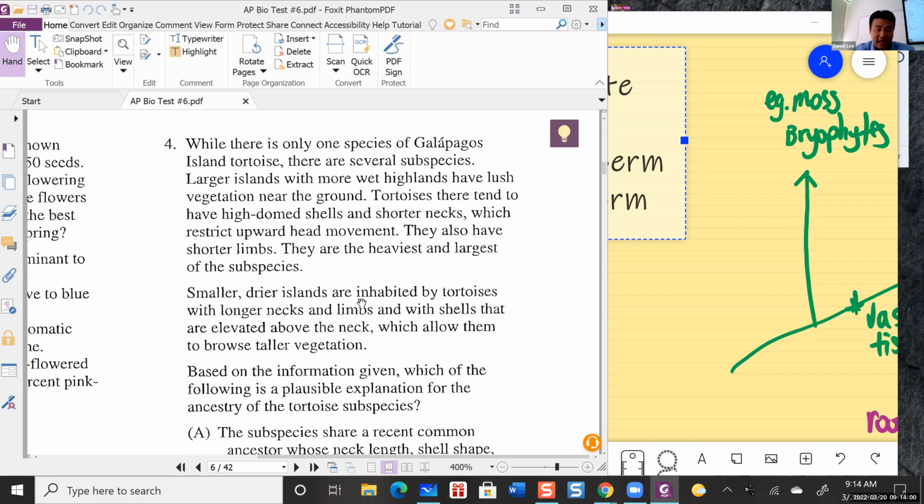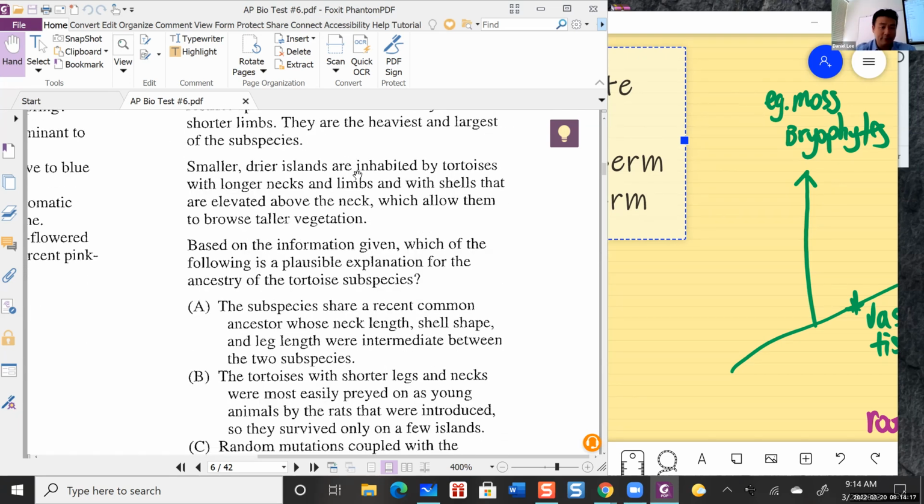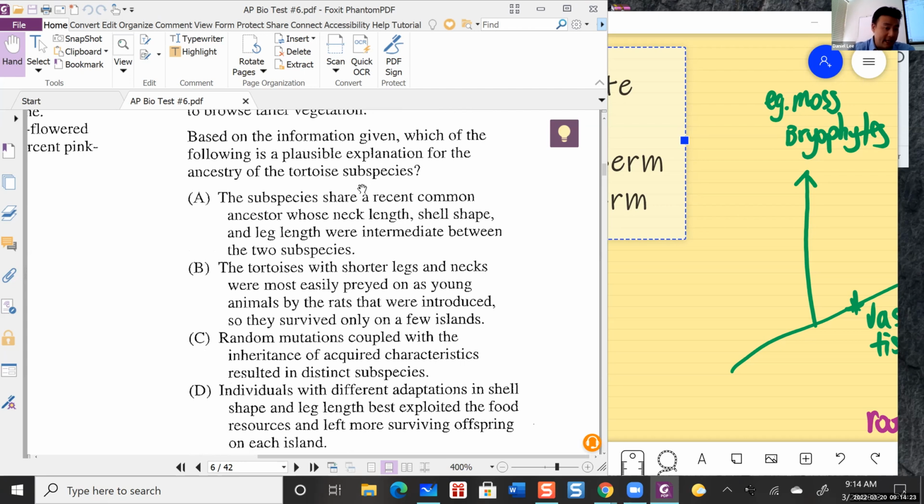Now, smaller, drier islands are inhabited by tortoises with longer necks and limbs, with shells that are elevated above the neck, allowing them to browse taller vegetation. So this is actually natural selection at work, right? The same species of tortoise in the Galapagos, but now they are obviously different physically as well. Based on the information, which of the following is a plausible explanation for the ancestry? Well, the answer is D. Individuals with different adaptations in shell shape, which is what they talked about, and also leg length, best exploit the food resources, and they survive and reproduce and leave more surviving offspring. So they evolved essentially, yeah?